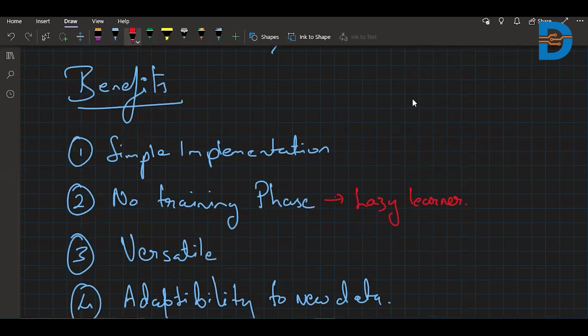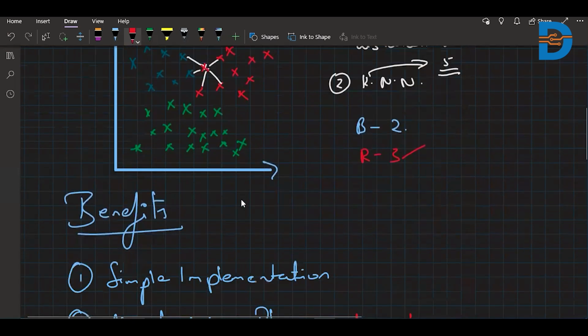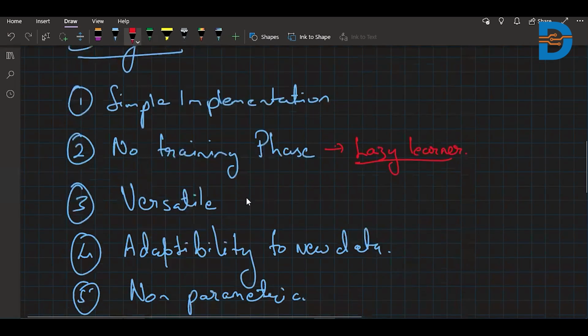A very important point is that there is essentially no training phase in KNN. That is why it is called a lazy learner. What I mean by lazy learner is that as soon as you feed it the training data, it does not, like other algorithms, iterate over the data and formulate some weights. It just stores the training data at hand, and as and when a new data point comes in, it does this calculation again and classifies the new data point. So there is no training phase, which makes it a bit faster as well.